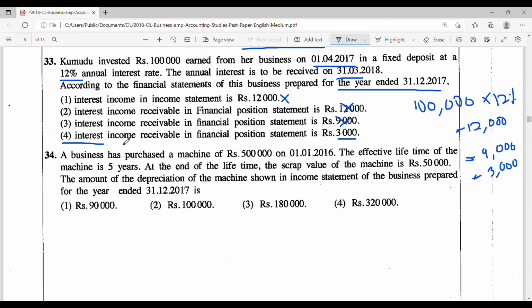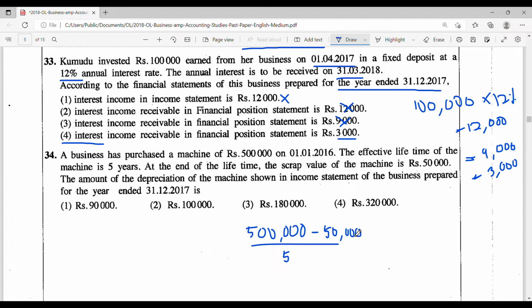Question 34. A business has purchased a machine of rupees 500,000 on 1st January 2016. The effective life of the machine is 5 years. So you have the cost as 500,000 and of course you have the useful life of 5 years. Let's read further. At the end of the lifetime, scrap value is 50,000. So you have to deduct this scrap value at the end of life. What are you assuming in this 50,000? That after using for 5 years, if you want to dispose, you can dispose for 50,000.